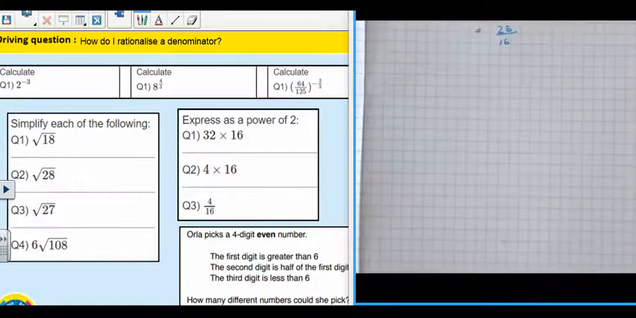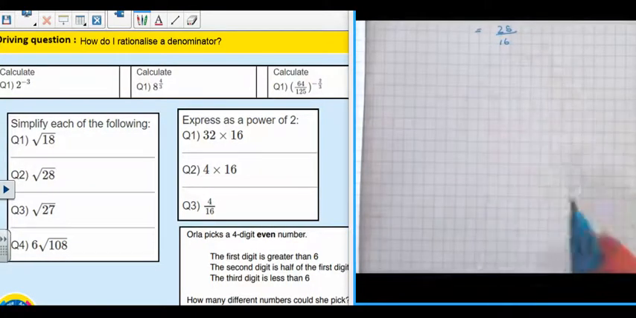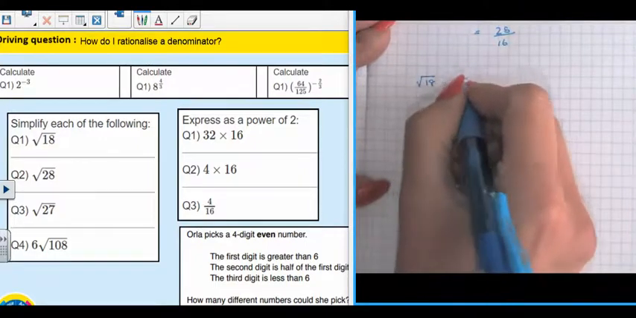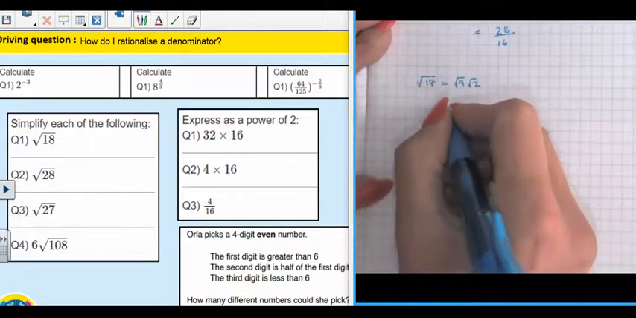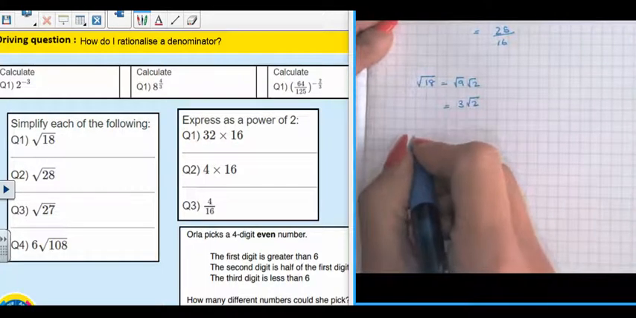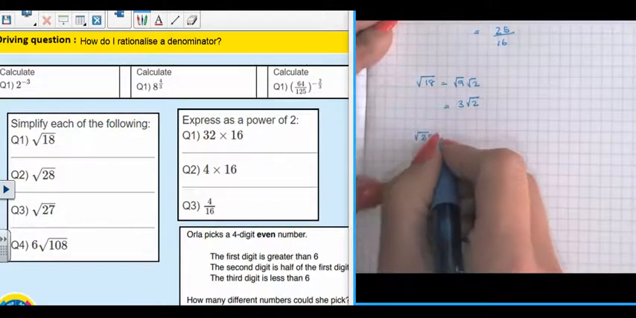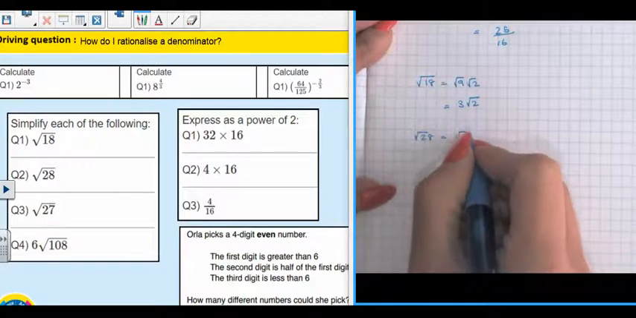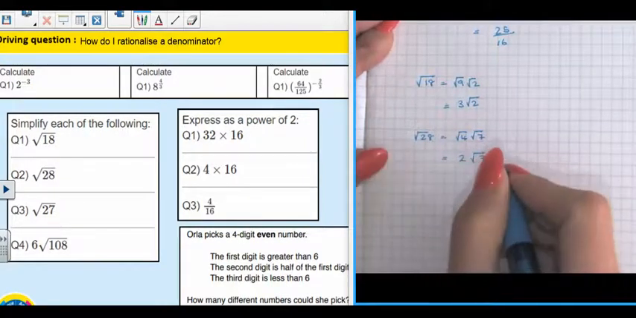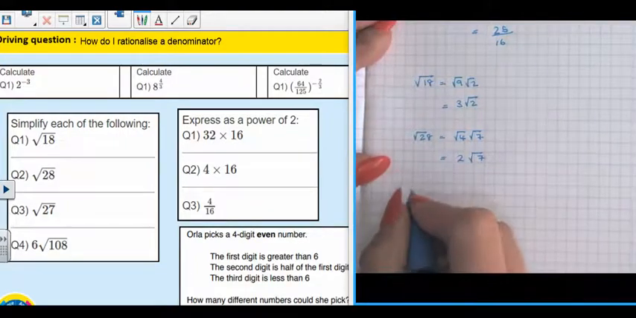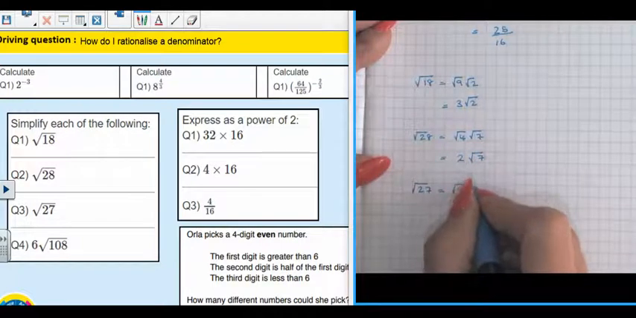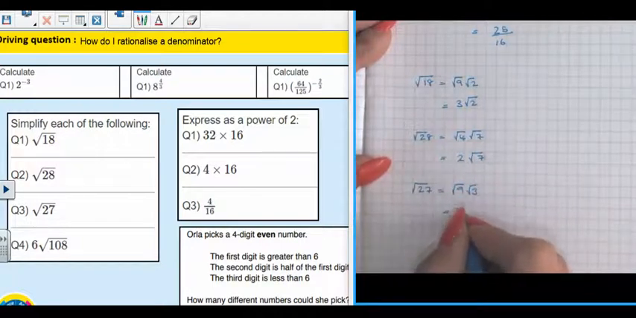Okay, moving on to the simplifying questions, simplifying thirds. So root 18 is the same as root 9 root 2, which is 3 root 2. Root 28 is the same as root 4 root 7, which is 2 root 7. Root 27 is the same as root 9 root 3, which is 3 root 3.